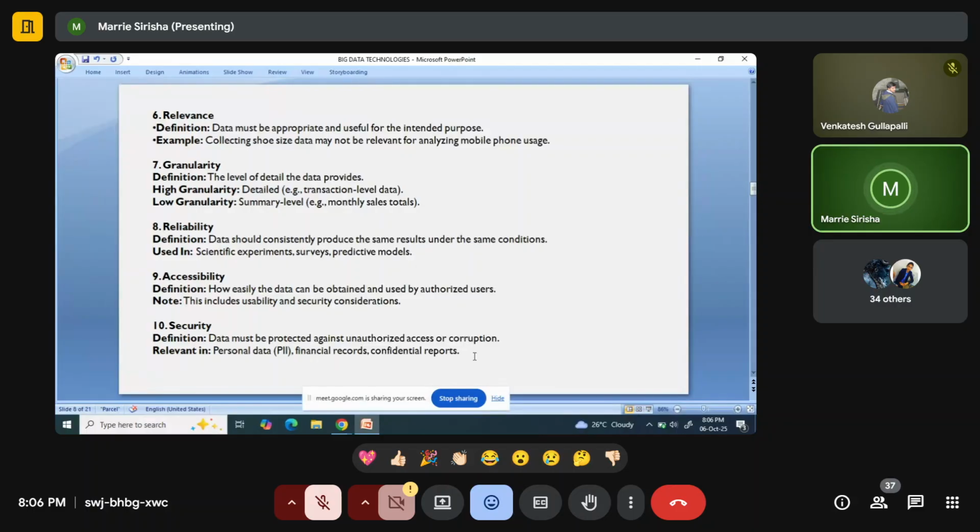For example, collecting shoe size data may not be relevant for analyzing mobile phone usage.